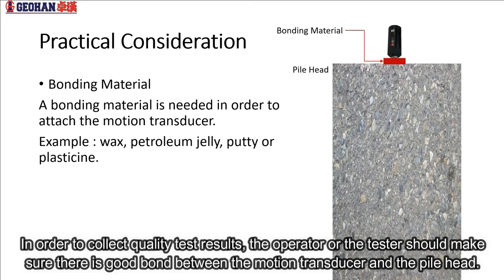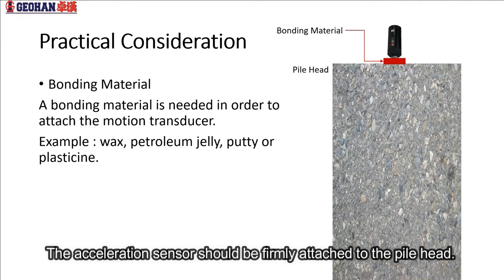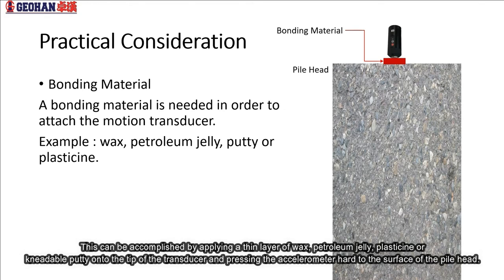In order to collect quality test results, the operator or the tester should make sure there is a good bond between the motion transducer and the pile head. The acceleration sensor should be firmly attached to the pile head. To make this happen, a coupling or bonding material is normally used to attach the transducer to the pile head. This can be accomplished by applying a thin layer of wax, petroleum jelly, plasticine or kneadable putty on the tip of the transducer and pressing the accelerometer hard to the surface of the pile head.